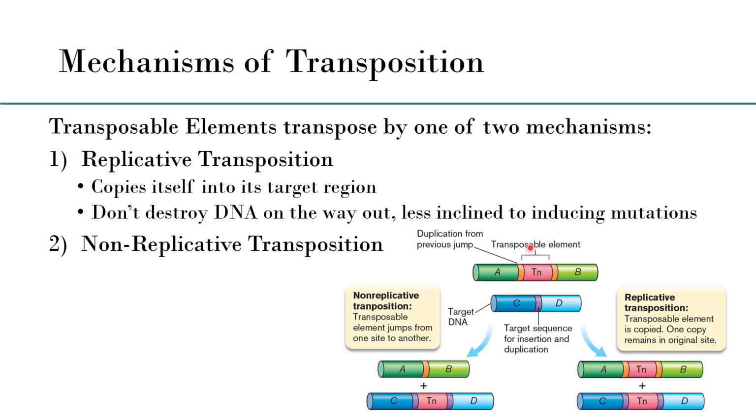Non-replicative, it cuts itself out of A and B and jumps and inserts itself in between C and D. This one is more inclined to induce mutations because we are jumping out of the DNA, which could lead to DNA being lost or taken up with the transposon. Maybe the transposon inserts itself in between a gene. It just depends.